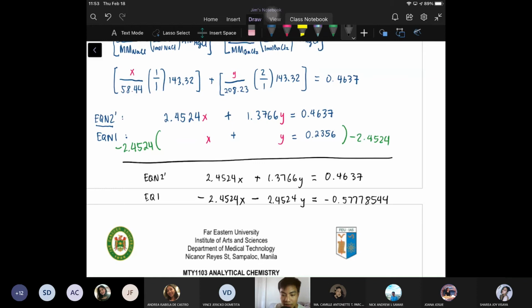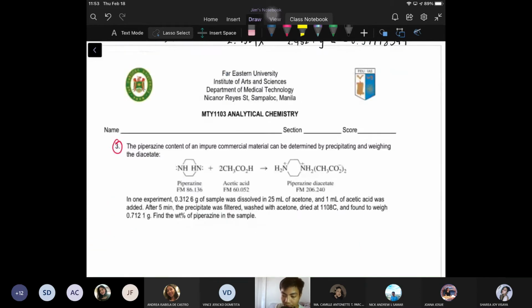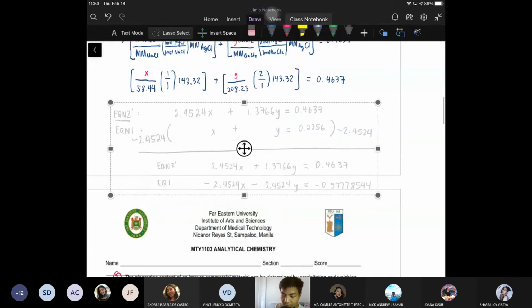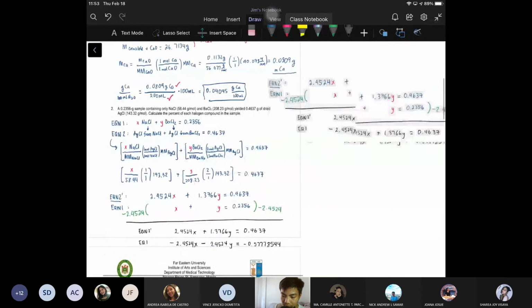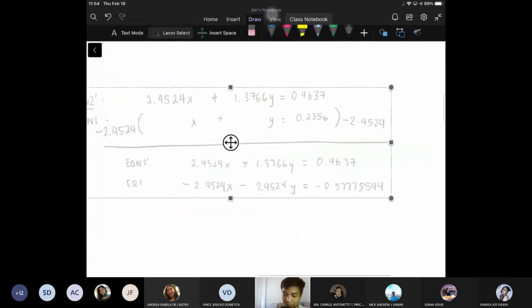Okay, so, canceled na yung x. Ang matitira na lang ay yung y. Urong ko to sa gilid kasi kulang na tayo ng space dito. Okay. So, yan. Nandito na tayo.